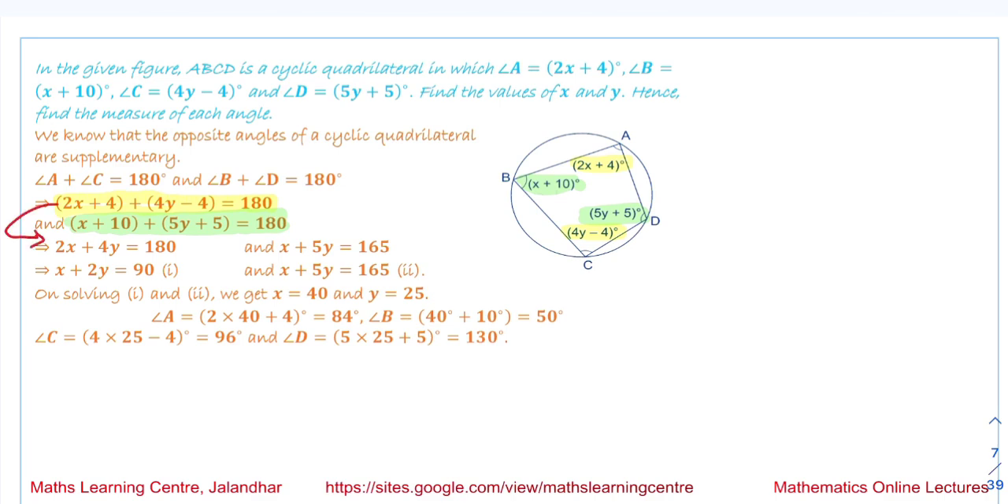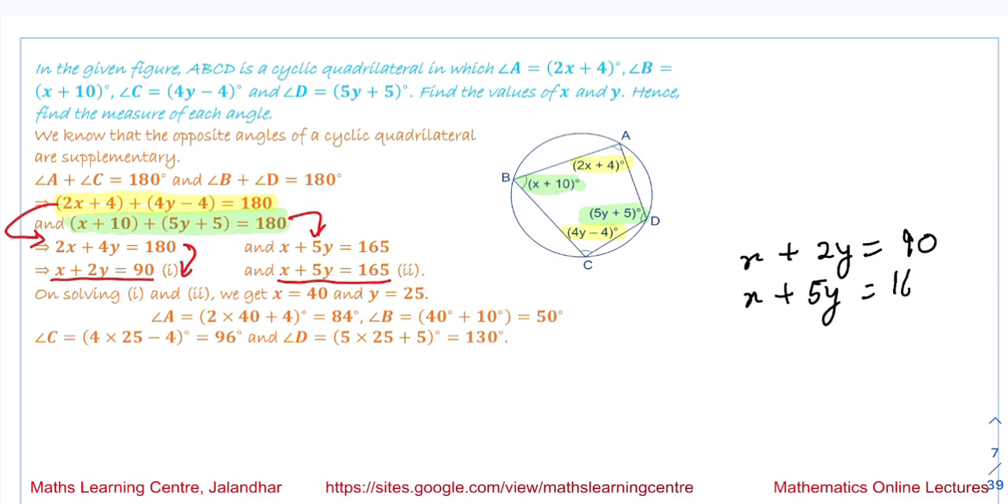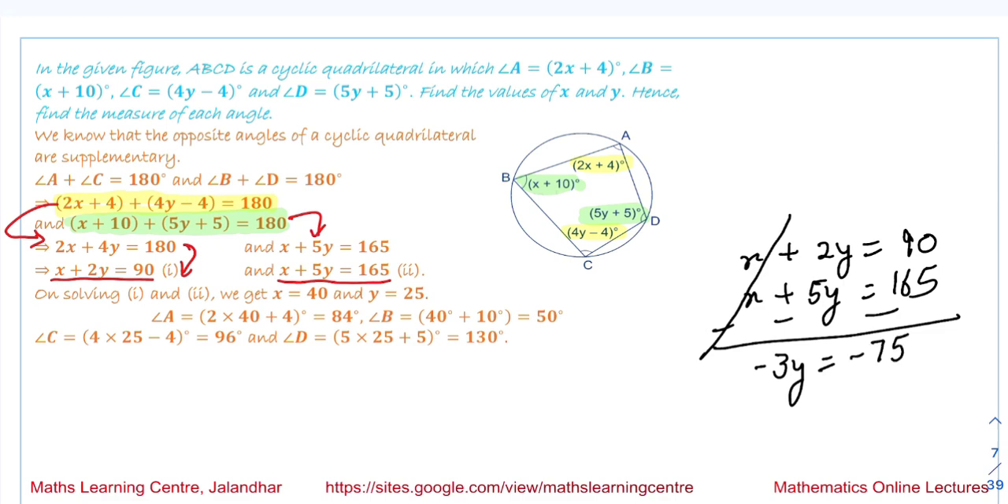First, we solve this, and you will get 2x plus 4y is 180. Second, you will get x plus 5y is 165 degrees. We divide the first equation by 2 and we get x plus 2y is equal to 90, and x plus 5y is equal to 165. So we have to solve these equations. If we subtract these two equations, we get minus 3y, which is equal to 165 minus 90, that is equal to minus 75 degrees.